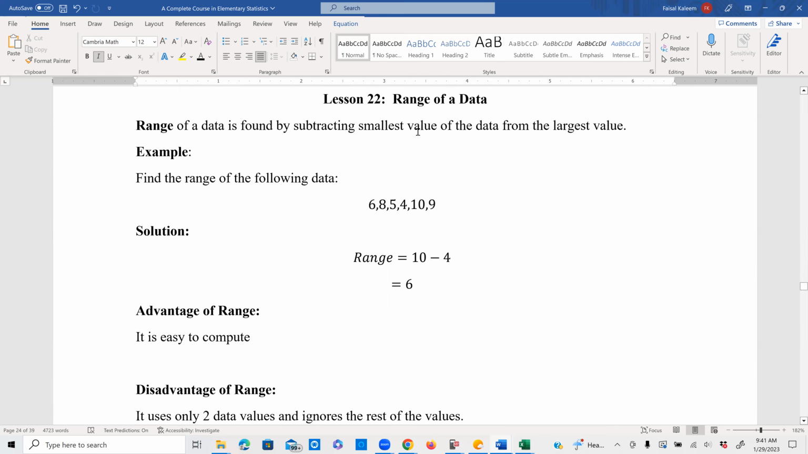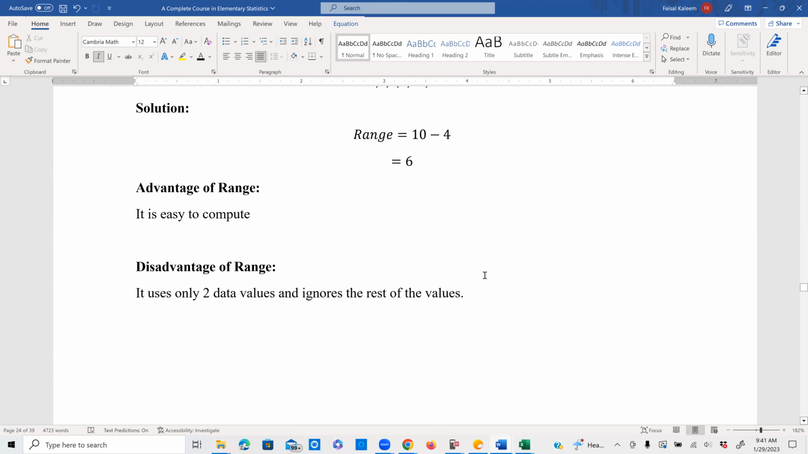The range of data is found by subtracting the smallest value from the largest value. So in this case, the smallest value is 4 and the largest value is 10, so the range would be 10 minus 4, or 6. The advantage of range is that it's easy to compute. The disadvantage is that it only uses 2 data values and ignores the rest of the values.